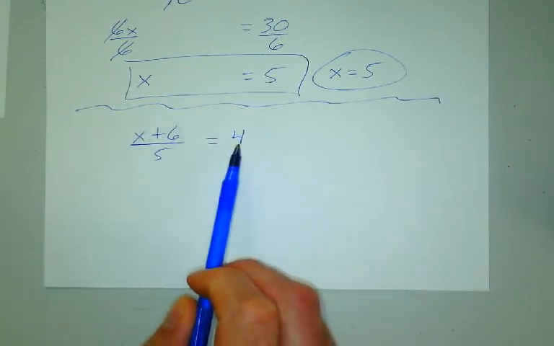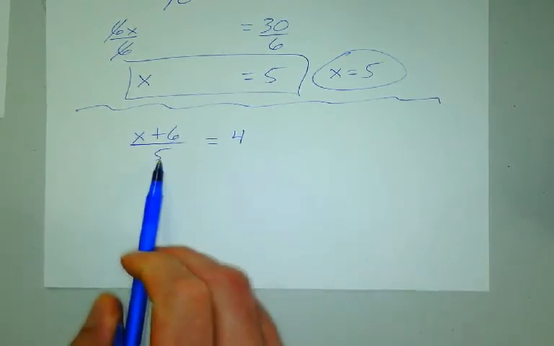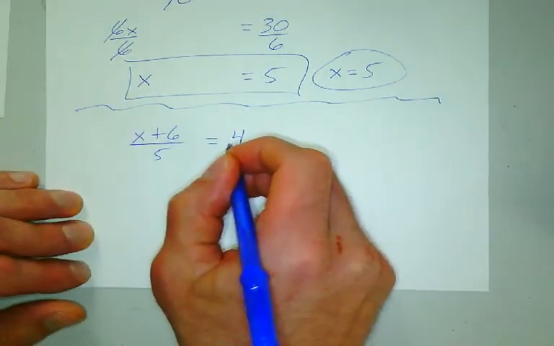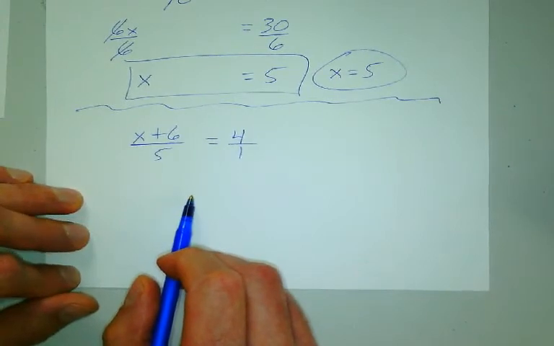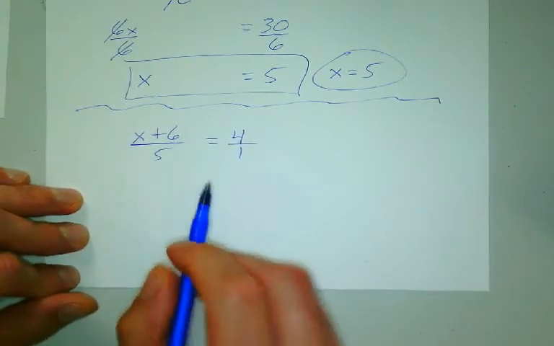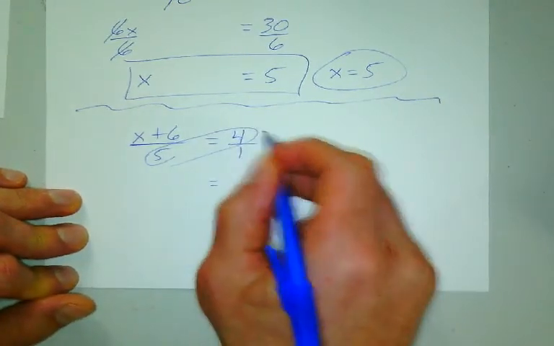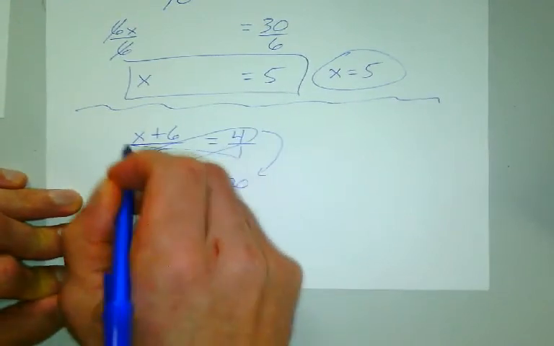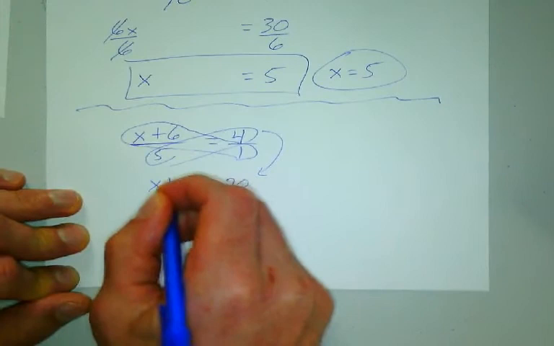Well, how do you write 4 as a fraction? Because remember, a proportion is a fraction or a ratio equal to a ratio. Well, I'm going to write 4 as 4 over 1. Now you guys spent all of 7th grade solving proportions, and we cross multiplied. So we did 5 times 4. We'll write that over here, which is 20. We do 1 times x + 6. That's a pretty easy one. It's just x + 6.